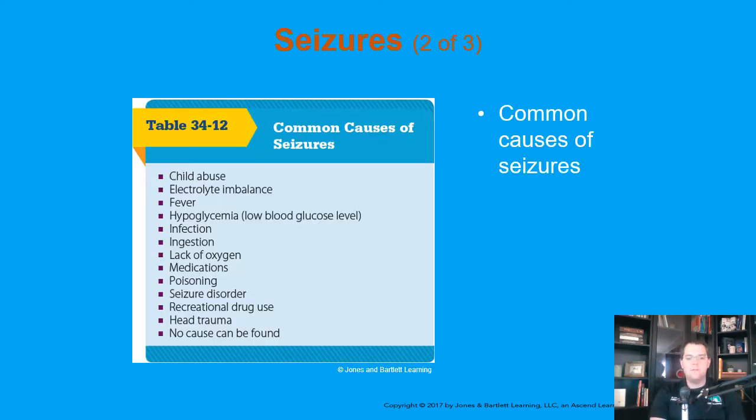Very common types of seizures are listed here in Table 34-12. Take a look through these. Keep all of these on your differential. The most common one, however, is probably fever, so we're going to talk about febrile seizures specifically in here. But any type, there's a head injury, so abuse or trauma can cause seizures. Hypoglycemia can cause seizures. Overdoses, poisonings, if they have a known seizure disorder, those are all common causes of seizures in children.